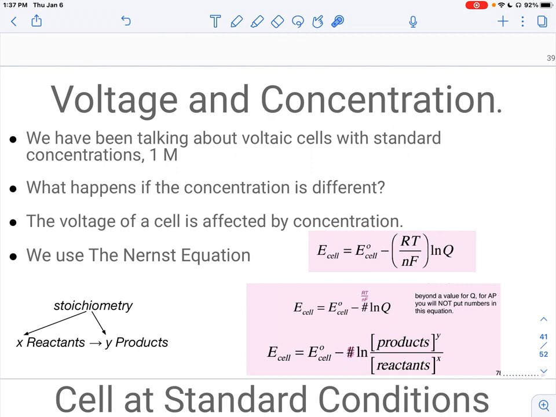E cell is E naught, that's when they're 1 molar, minus this number, which is multiplied by the natural log of Q. Now this number right here, you're not going to be expected to put other values in. They might just give you a number to put there, but you're not going to have to put in R, T, n, and F. So they will just give you a number to put in place of this. And then you know how to find Q. Q is the concentration of the products raised to y over the concentration of the reactants raised to x. That's not new for you. We've done that before.